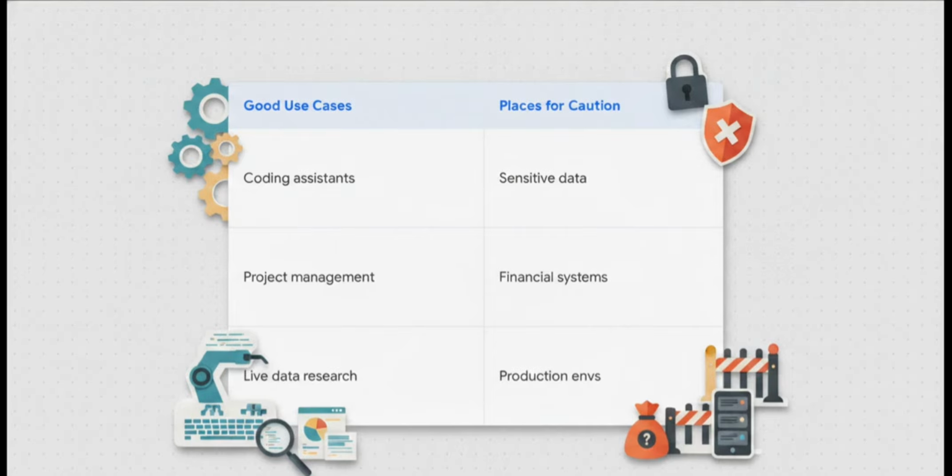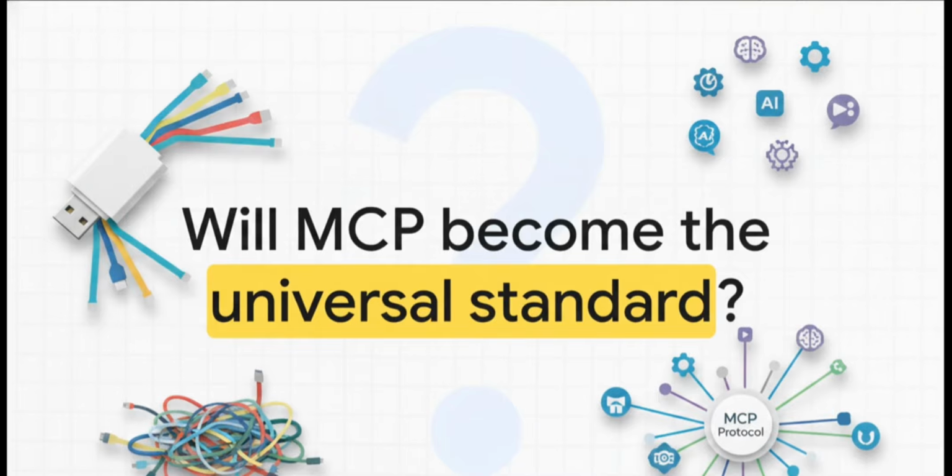So, taking all that into account, where should you actually use MCP today? Right now, it's a phenomenal fit for connecting AI coding assistants directly to your codebase, hooking an AI into your team's project management tool, or even letting it pull live data for some heavy research. Those are huge, immediate wins. But you absolutely must hit the brakes when it comes to sensitive personal data, critical financial systems, or live production environments. Until you have rock-solid permission controls firmly established, you really want to maintain absolute boundaries when giving AI full access to those critical systems. Just play it safe.